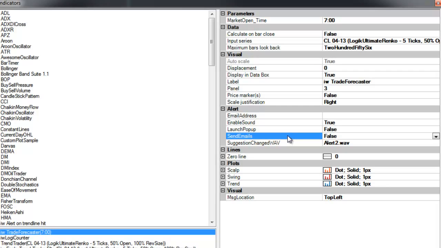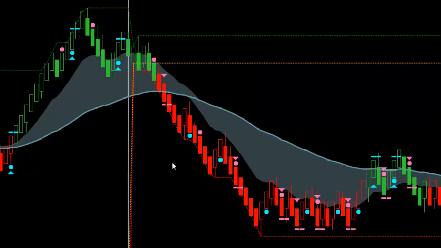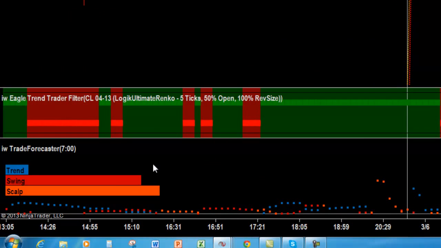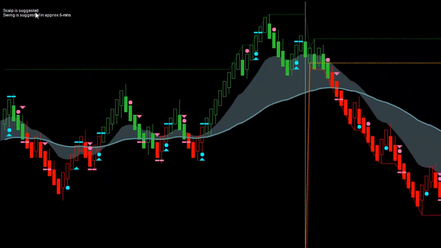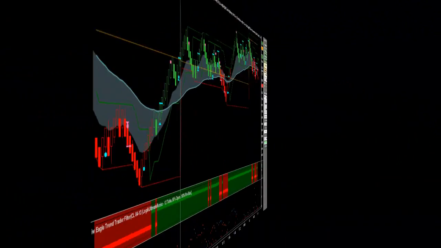Okay, let's dig into the mechanics here, and let's take a look at Trade Forecaster and what it's really all about. This is a very simple tool to use. You're going to notice down here in the lower left-hand corner of your chart, it's going to give you these labeled histograms. Blue for trend, red for swing, and then orange for scalp. Up here in the upper left-hand corner of your chart, right now it's telling us that the scalper is currently suggested. So in this case, you might want to consider using your Hawk Micro Scalper.